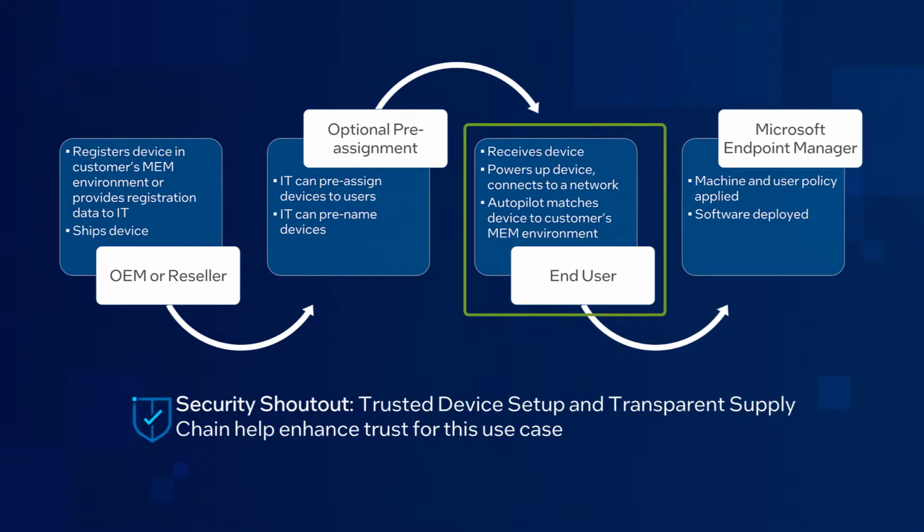The second step in the process is the automatic matching of the device to the customer's Microsoft Endpoint Manager instance. When Windows starts the out-of-box experience on first boot, it will phone home to Microsoft, supplying information about the device. Microsoft will match that information with the details supplied by the OEM in the first step to match the device up to the customer's Microsoft Endpoint Manager instance.